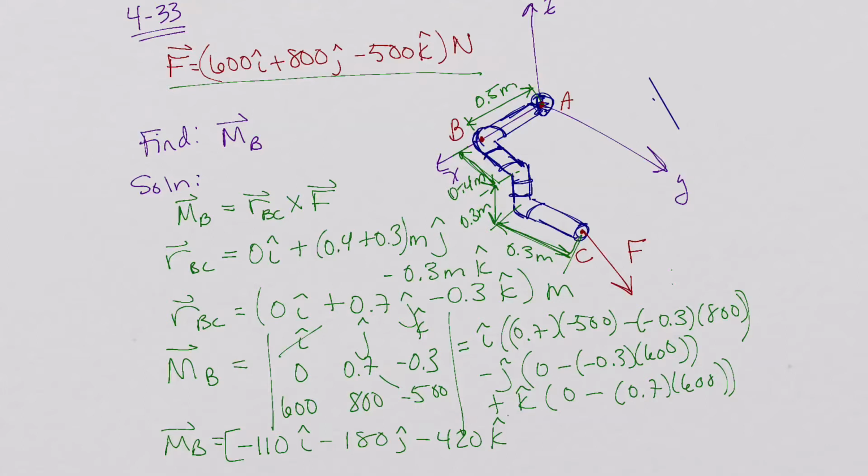And for that whole thing, the units are going to be, the force was in newtons and the distance was in meters, so it's newton meters. So that's our answer. Make sure you understand how to do that determinant method. That'll make your life a little bit easier.